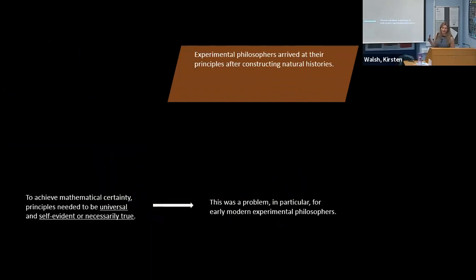So experimental philosophers arrived at their principles after constructing natural histories. A natural history for an experimental philosopher is a set of acquired observations and facts about the world. It's not just a naive Baconianism here. We're not working with a system where you just gather facts about everything and then try to generalize or theorize from those facts.